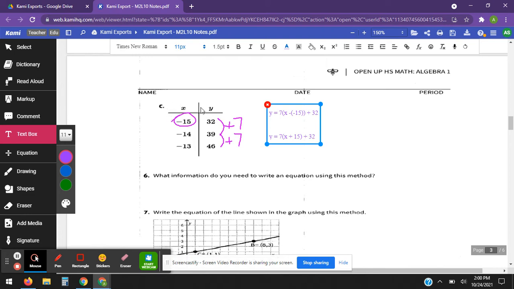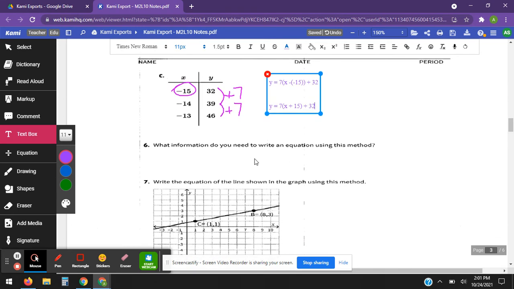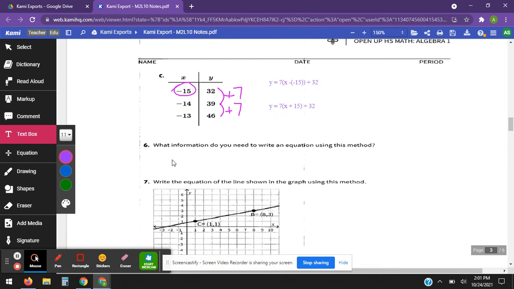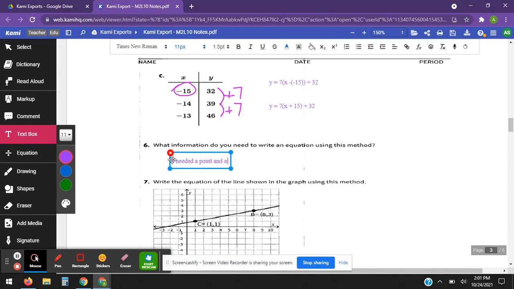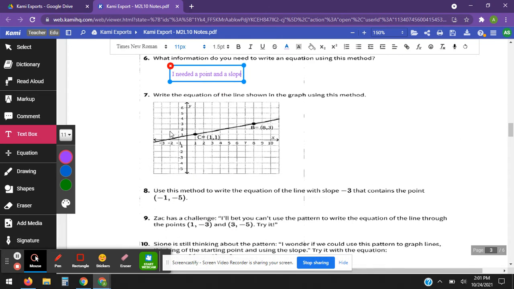So notice when I have a negative as the pattern number, basically my term number, it's a plus on here. Just note that. All right, so what information do I need to write an equation using this method? Well, I had to have a point, right? Negative 15 comma 32. And then I had to have my slope. So, a point and a slope.